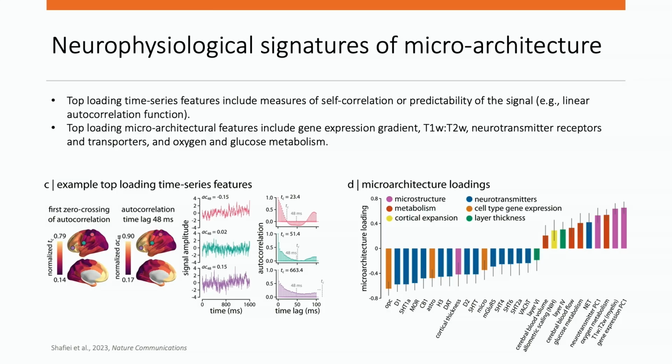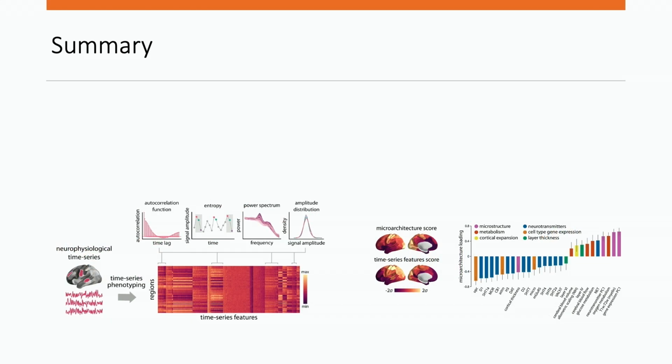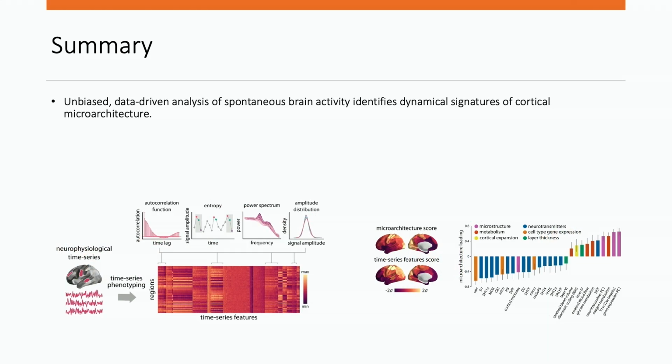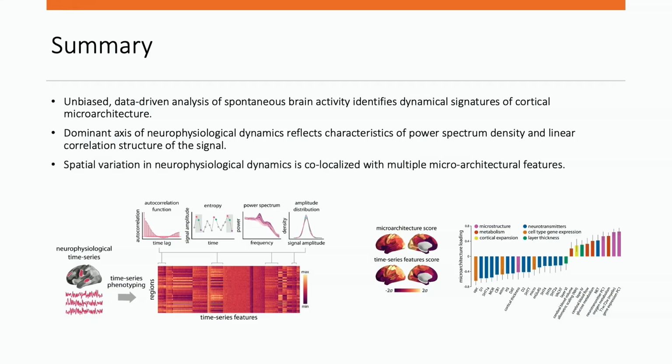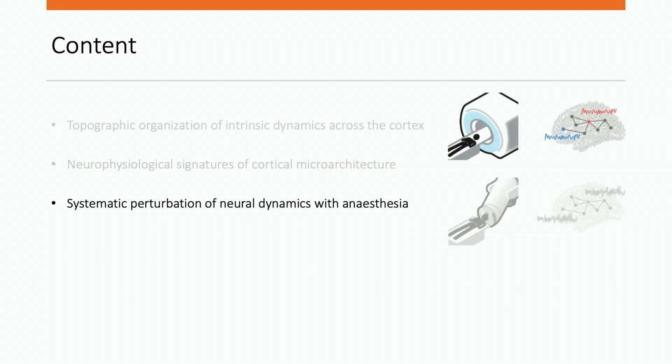low-scale representation in space. So altogether, we find that if we perform a fully data-driven characterization of local dynamics in the brain, there is high correspondence between hemodynamic and neurophysiological time series properties. We also find that there is a dominant axis of these neurophysiological dynamics, and that is co-localized with multiple features of brain microarchitecture. So once again, there is an embedding of these dynamics in the anatomy of the brain.